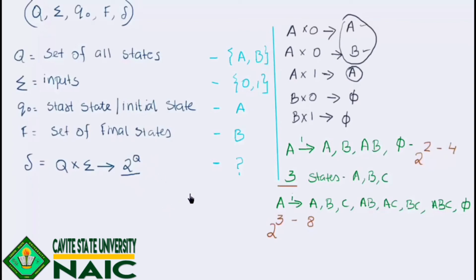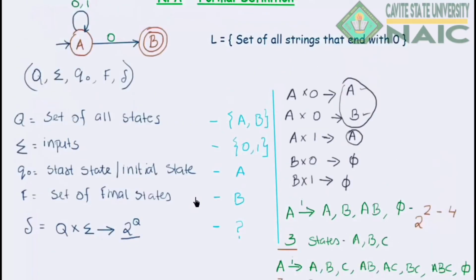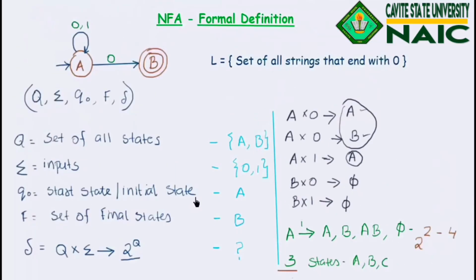Alright, so that was the formal definition that we could give to our NFA. It is defined using 5 tuples Q, sigma, Q naught, F, and del, where Q, sigma, Q naught, and F are the same as DFA, and the only different thing is the transition function del, which maps Q cross sigma to 2 power Q. So I hope this made the formal definition of NFA clear to us.